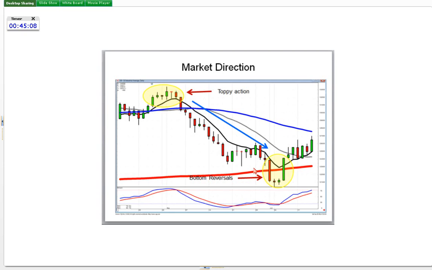Somebody's asking, are candlesticks lagging indicators? No, they are forward-looking indicators, probably the most forward of all.